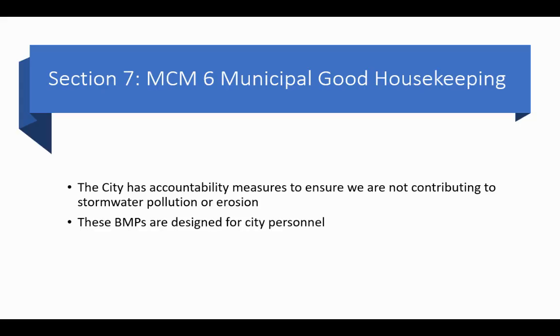The next section is section number 7, minimum control measure 6, municipal good housekeeping. These are accountability measures that the city has to make sure that the city is not contributing to pollution or erosion. All the BMPs in this section are for city personnel only. This is only for city personnel. Anybody who is not an employee of the city will not be affected by anything in this section. This is just an accountability measure to make sure that we're not doing the same thing we're trying to stop other people from doing.